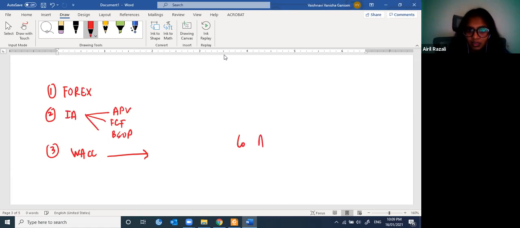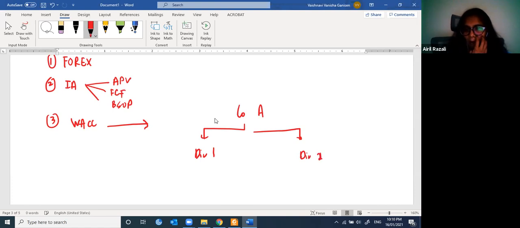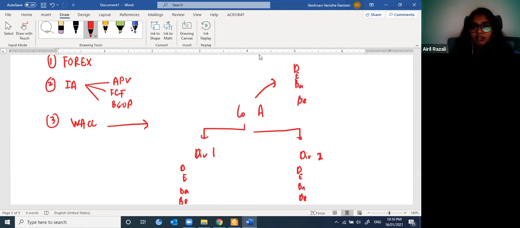Let's say company A, you have division 1, division 2. Here you can have debt, equity, BA, BE. Here you will have the debt proportion, equity proportion, BA, BE. Here for the company as a whole, you may have debt, equity, BA, and BE, right? Whenever you draw the diagram, you can clearly see what these values are, and when you want to do the ungearing and regearing, life becomes easy.